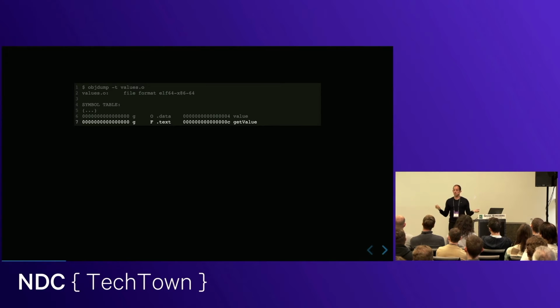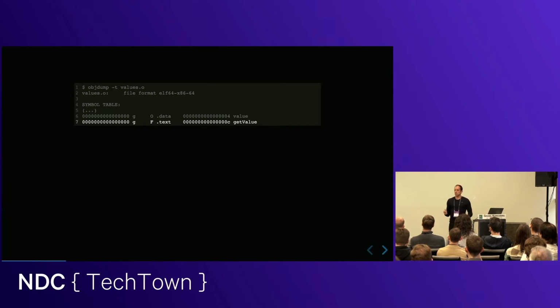And it also says there's this getValue function that we saw. It's C in hex bytes big. It's in the .text section where all the machine code goes. It's an F for function. It's also global, and it's also at offset 0. So these offsets are relative to the section. So value is the first and actually only symbol in the data section, and getValue is the first and only symbol in the text section.